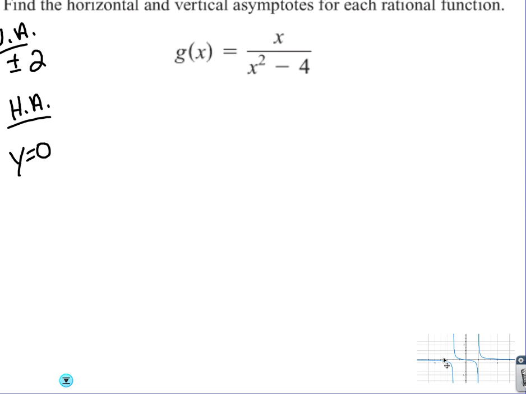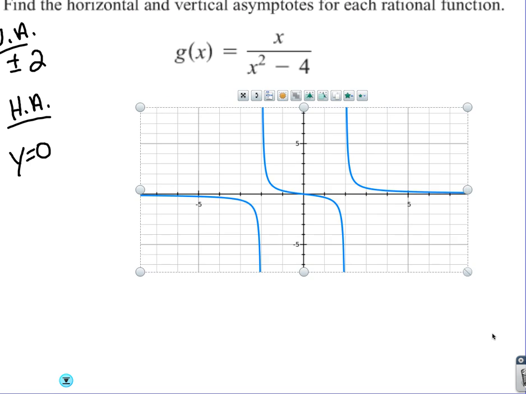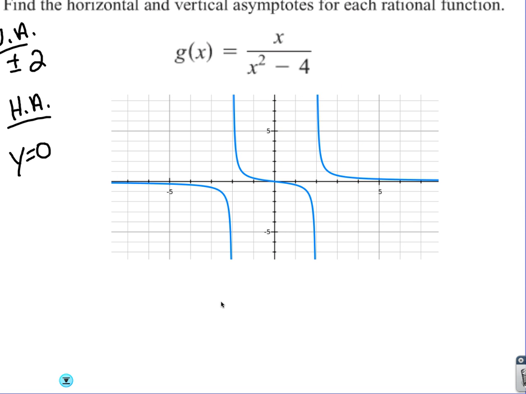And you see another example of that here. Notice where your vertical asymptotes are at positive and negative 2. And to the extremes, y equals 0, y equals 0. It's approaching that y equals 0 line. But it does do something a little bit different in the middle there. Okay.